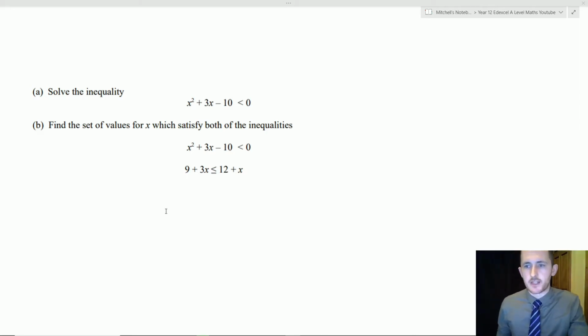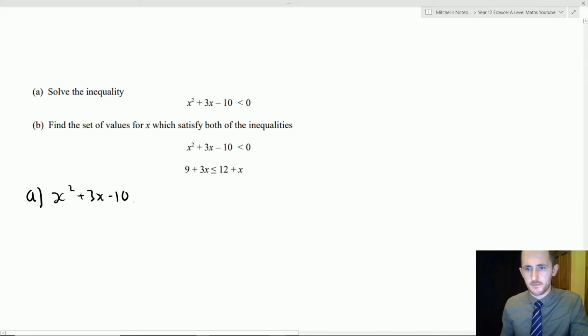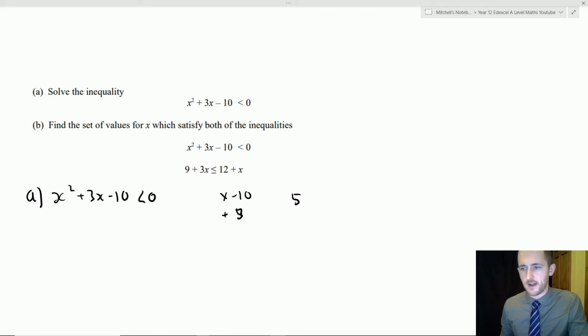So, first of all, solve the inequality. That should be somewhat easy, hopefully. So, for part A, all you need to do here is... Wait, let me write out the question one more time. Less than 0. And all you need to do here is factorize, right? So we want two numbers that times to minus 10 add to 3. So that would be 5 and minus 2. So we have x plus 5, x minus 2, less than 0.